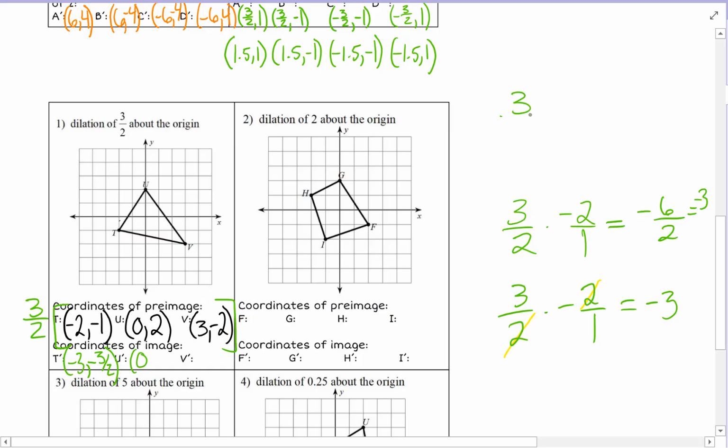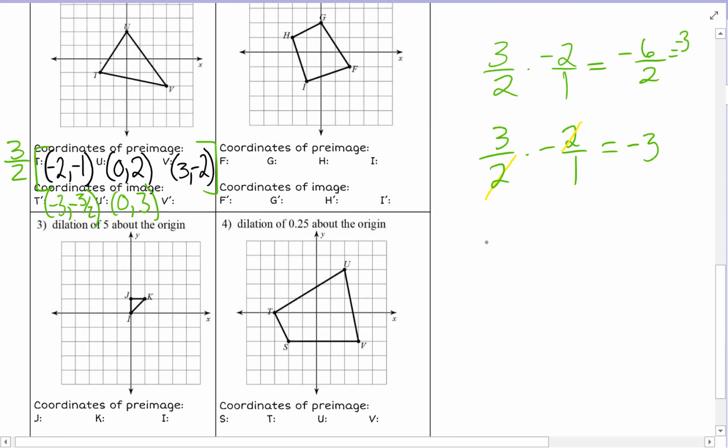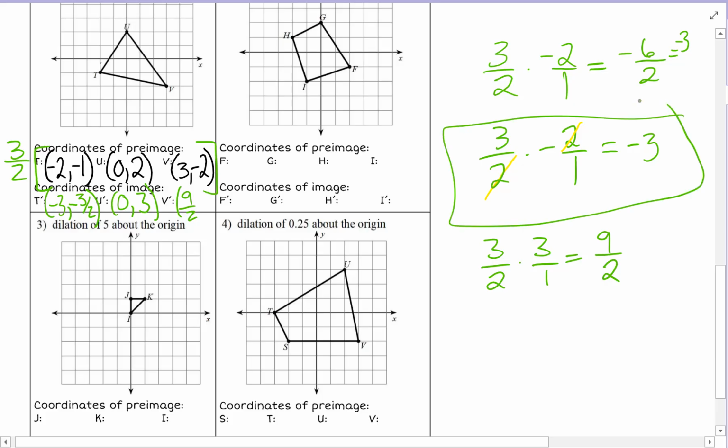3/2 times 2. That one's a little bit easier. Again, we can see that 2 over 2 is just 1, so you have 3 times 1 is 3. V prime, 3/2 times 3. That's 3/2 times 3 over 1, which is 9 over 2. 3/2 times negative 2. We already did that, so that's negative 3.